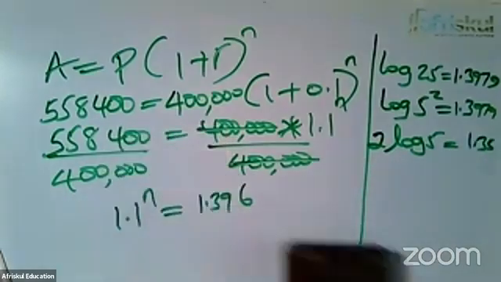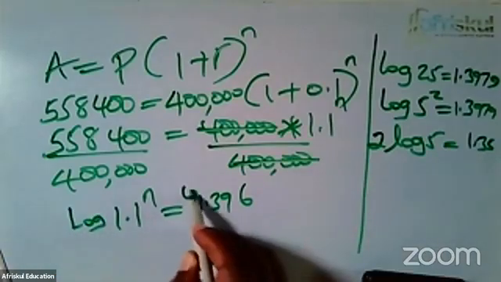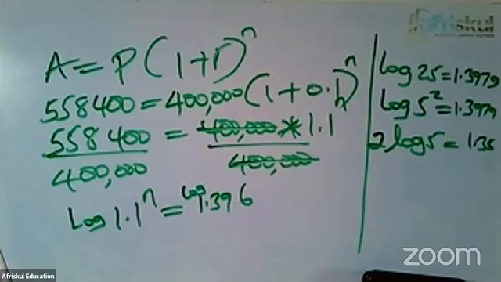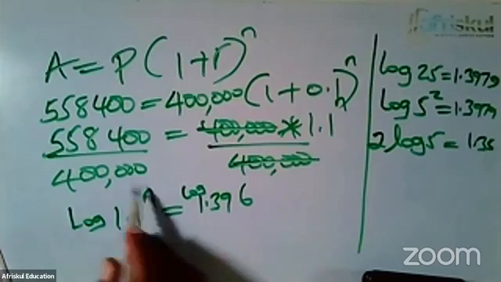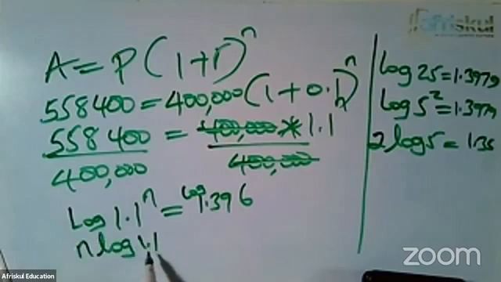So in this case, I want to borrow this concept and introduce logarithms to both sides, so that this n now can be dropped down using the third law of logarithms. This will be n logarithm 1.1 equals logarithm 1.396.